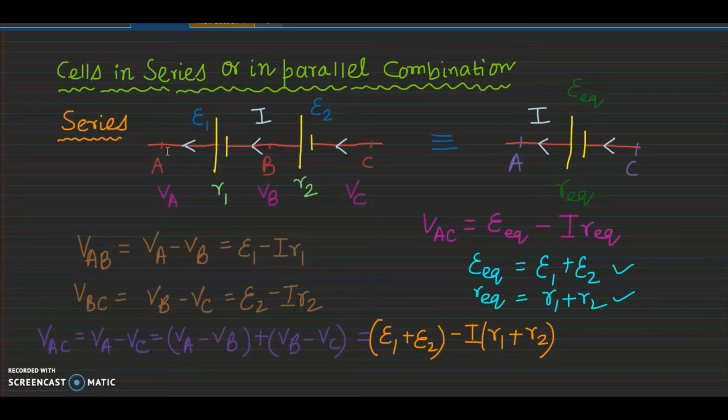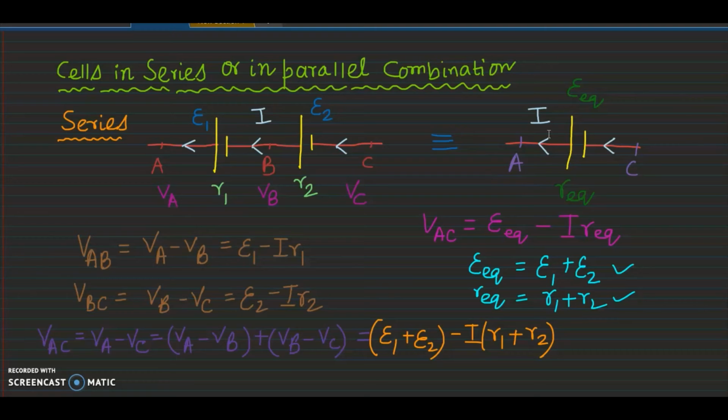So we consider the potentials of the points A, B, C as VA, VB and VC. We can write VAB, the potential difference between points A and B: VA minus VB is equal to epsilon 1 minus I times R1. Similarly, VBC, the potential difference between B and C: VB minus VC is equal to epsilon 2 minus I times R2. Now I want to calculate the potential difference between A and C. So VAC is equal to VA minus VC, which is VA minus VB plus VB minus VC. So it becomes epsilon 1 plus epsilon 2 minus I times R1 plus R2.